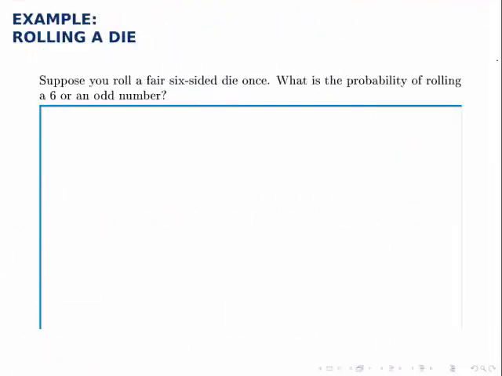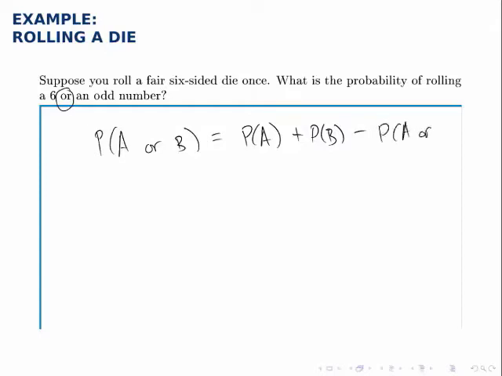Suppose you roll a fair six-sided die once. What is the probability of rolling a 6 or an odd number? There are a couple of ways to do this problem, and I'll do two. For the first, I'll use what we know about OR probabilities. We know that the probability of one event or another happening is the sum of their individual probabilities minus the overlap, minus what happens when both of them occur.